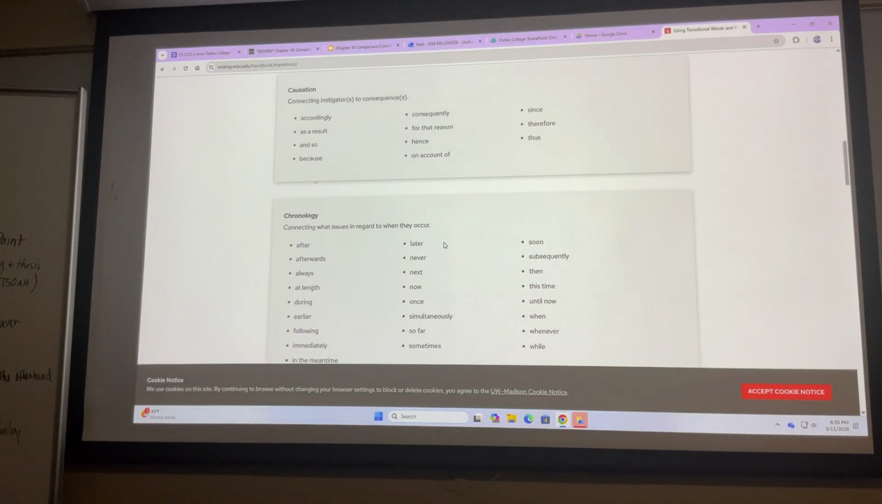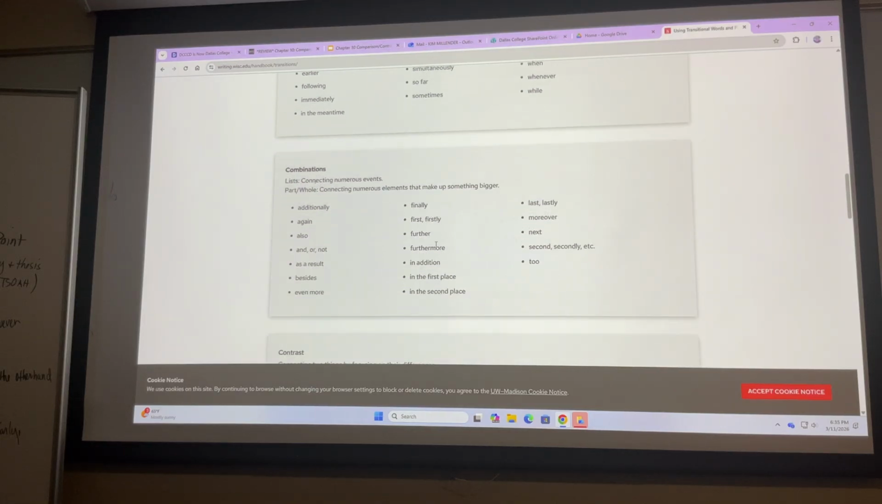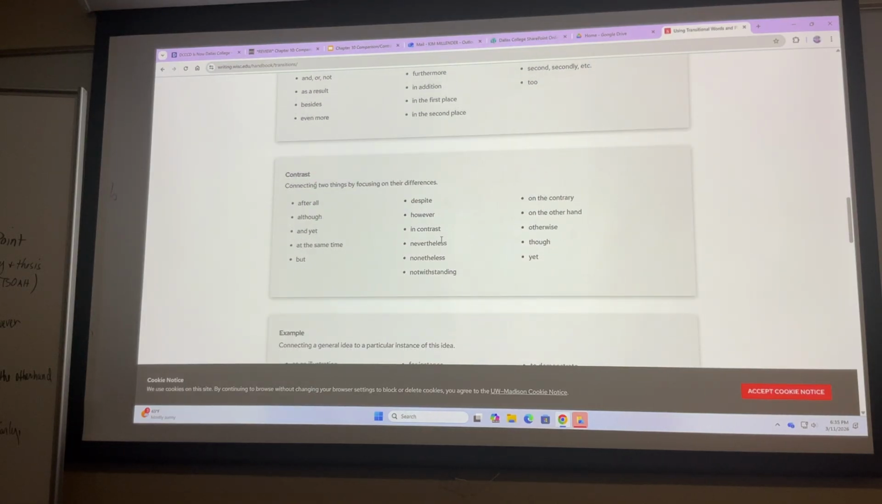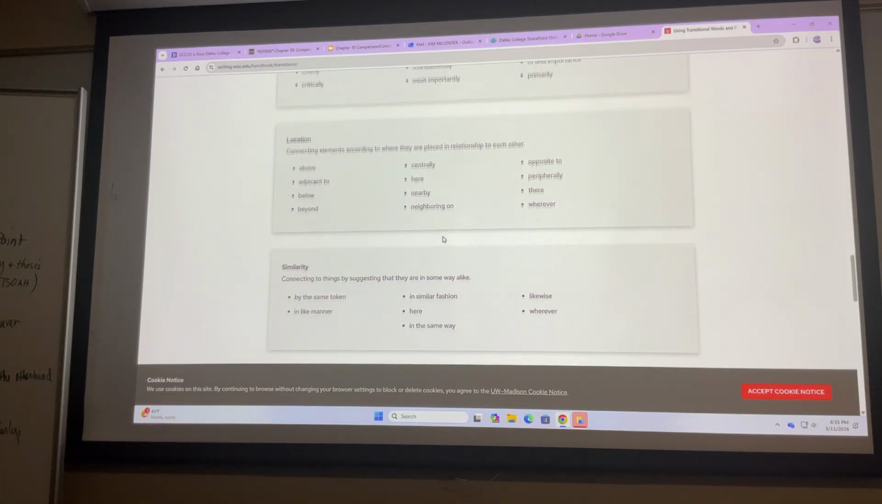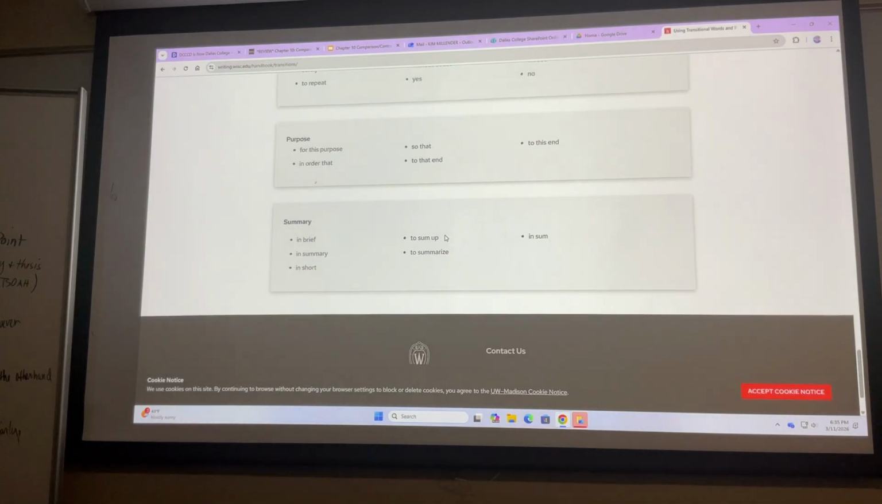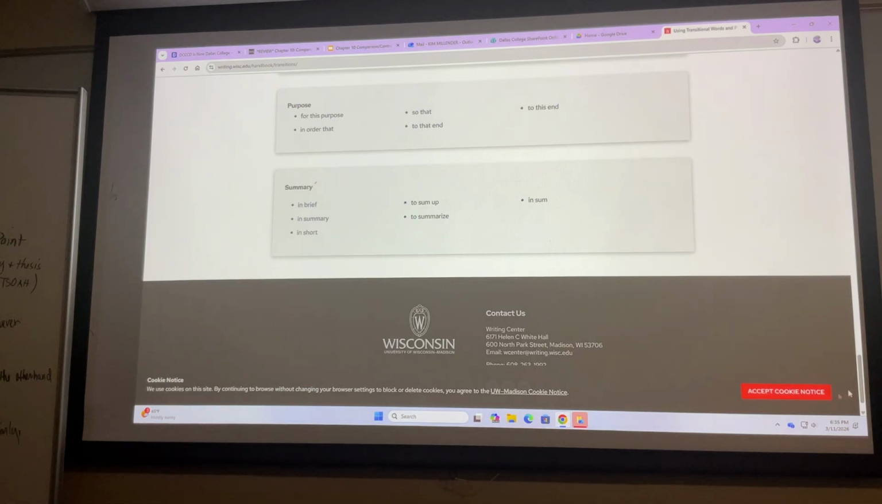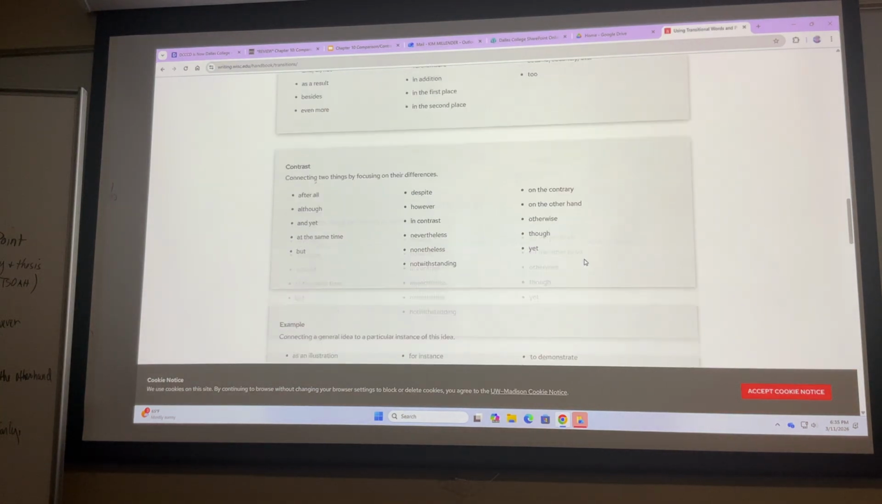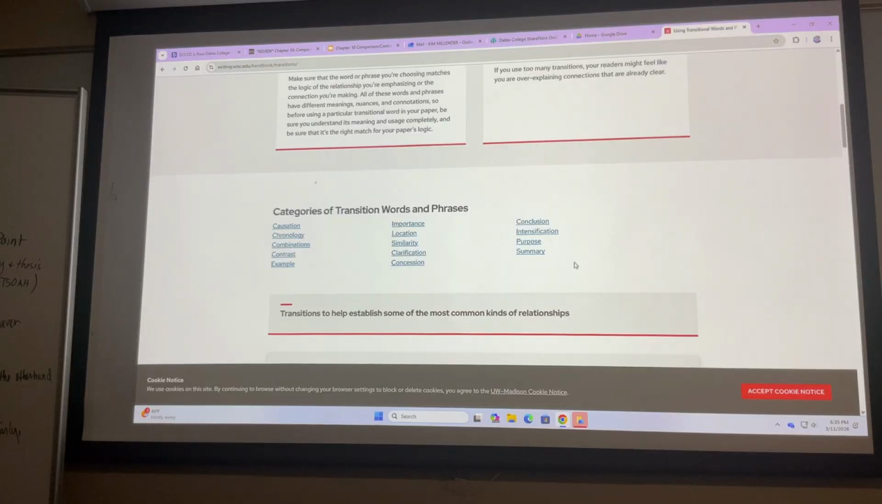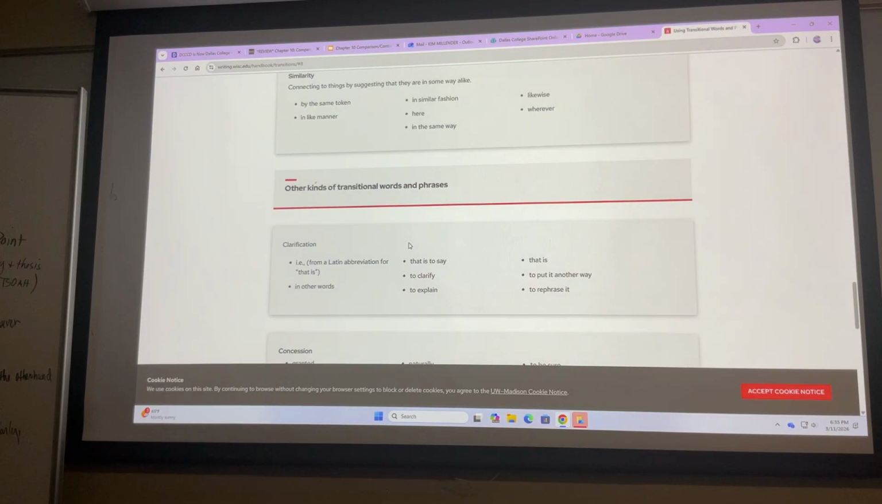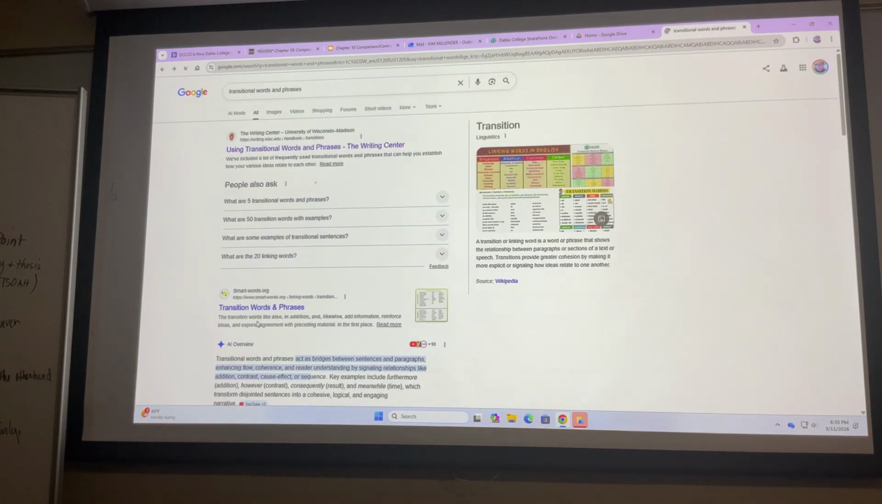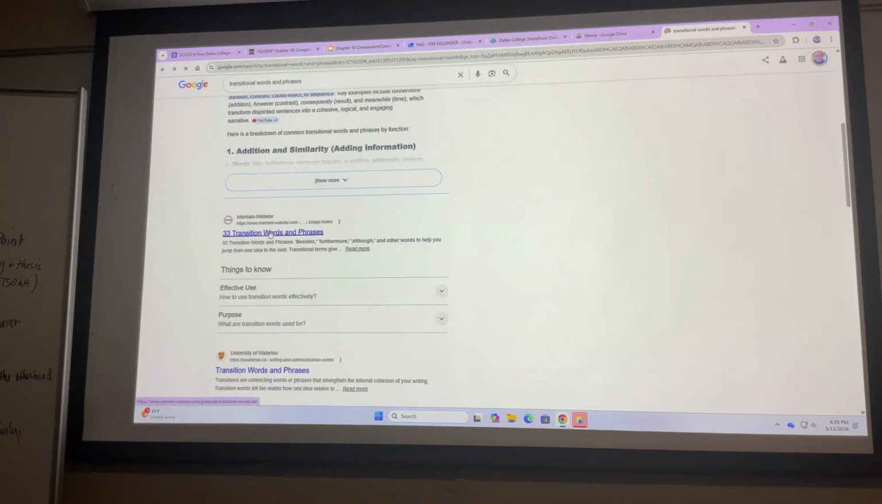So when you go in here, you see how they go through? And they list so very many of them for you? Transition words and phrases. Yeah, so I'll just put a link in there for you, and this is just one of them. There are so many, so when we go back, you literally can go up and you can go right here to where it's asking you. So when you want to do similarity, it just takes it down to it: by the same token, in similar fashion, in the same way. There are so many. Here, 33 transition words and phrases from Merriam-Webster.